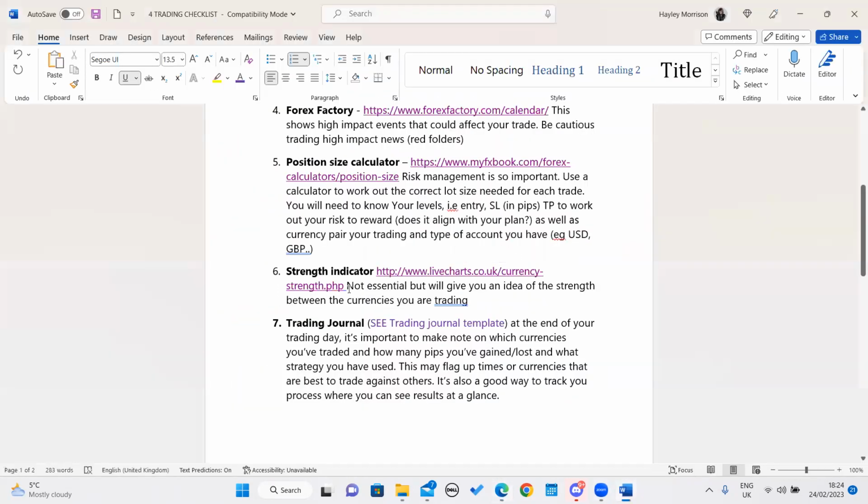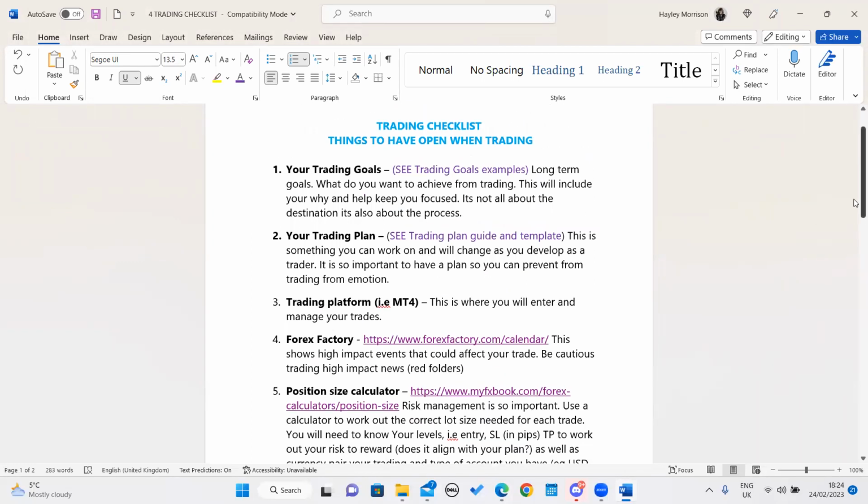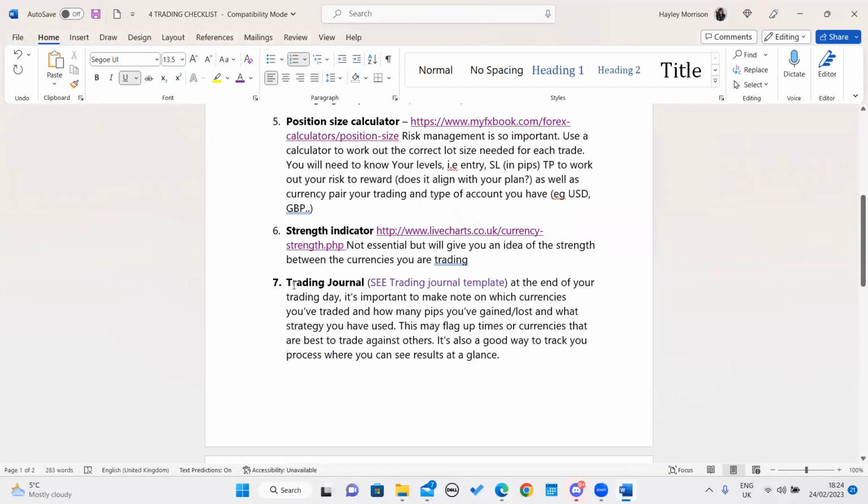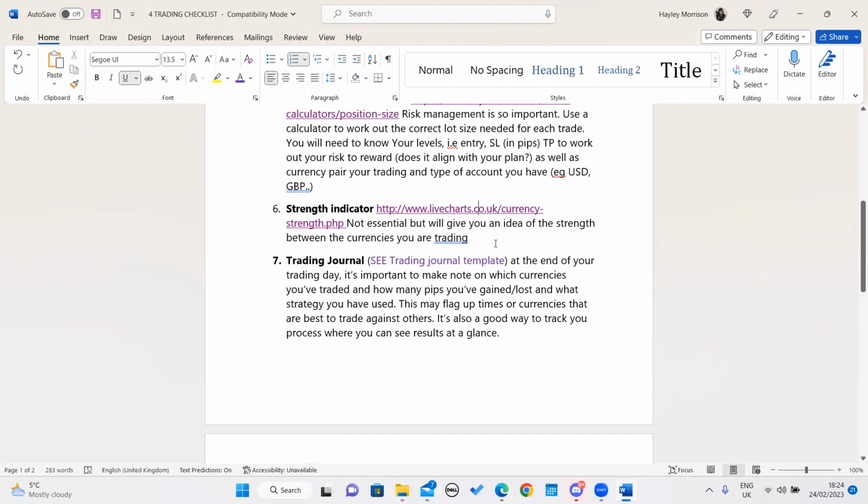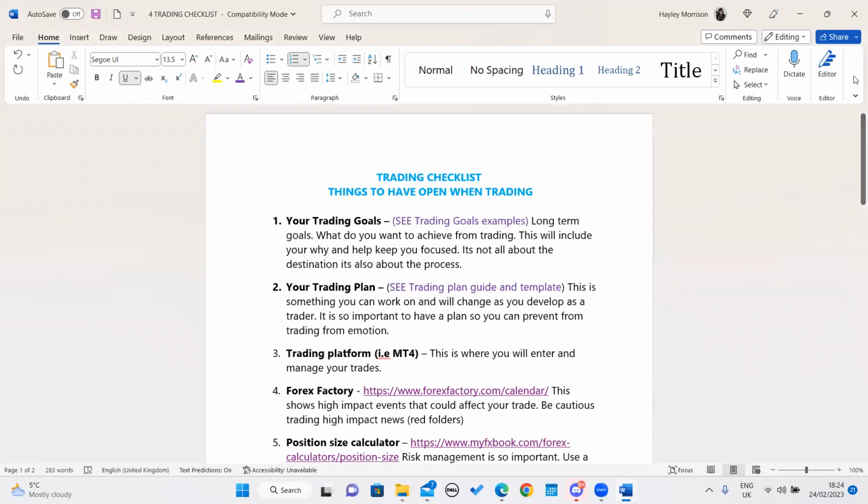And then we finally got your trading journal. So again, your trading goals, your trading plan, and your trading journal, those are documents that you can download and use. And obviously you have this open so that it's already there. So at the end of the trading day, you can put all your results in, and you don't forget to put anything in there.